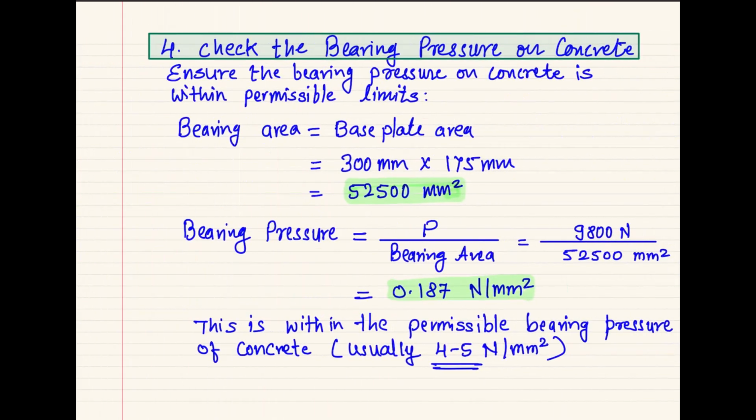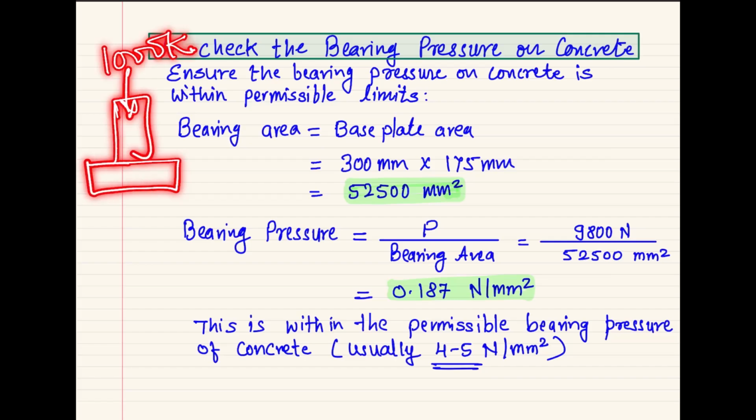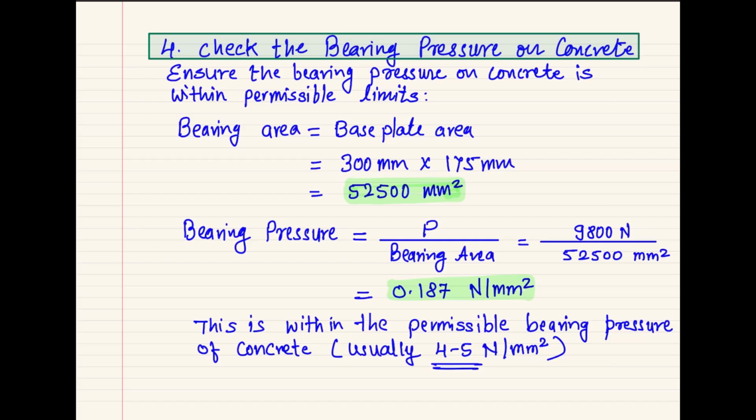Now we will check the next design, which is the bearing pressure on concrete. Definitely guys, when the base plate is getting a load of 1000 kg, it is going to exert pressure on the concrete beneath. So this pressure also needs to be calculated, to ensure the bearing pressure on the concrete is within the permissible limit, because if we don't ensure that, the load will break the concrete. So we need to calculate a bearing area for that.